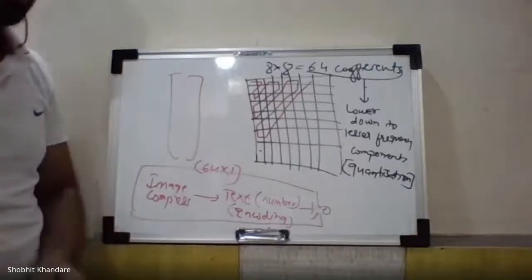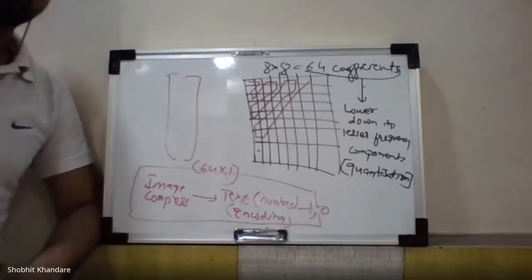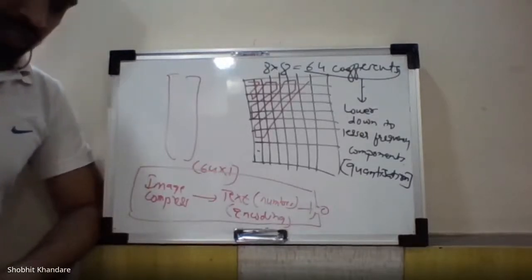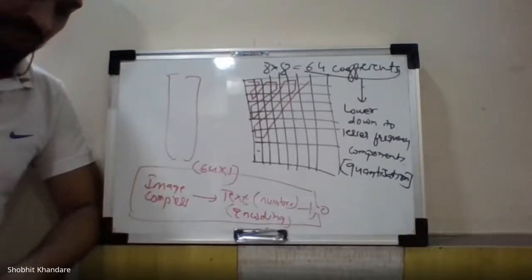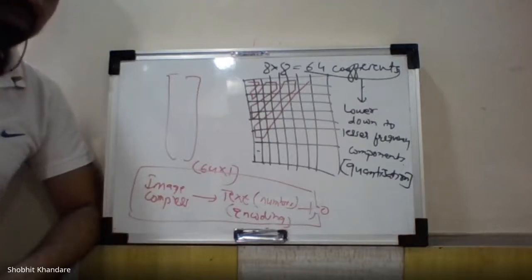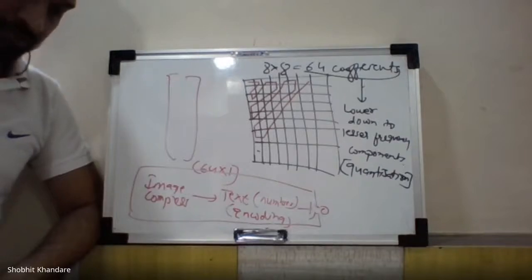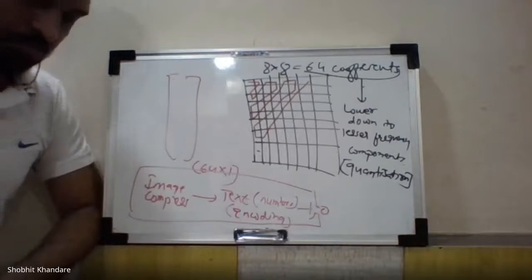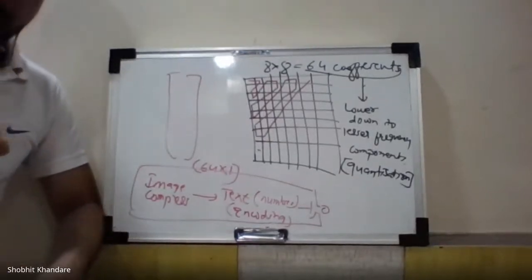So write down this thing. This is important. At two stages, the images are getting compressed: first during quantization, and second during entropy encoding. Okay, write on the note now.